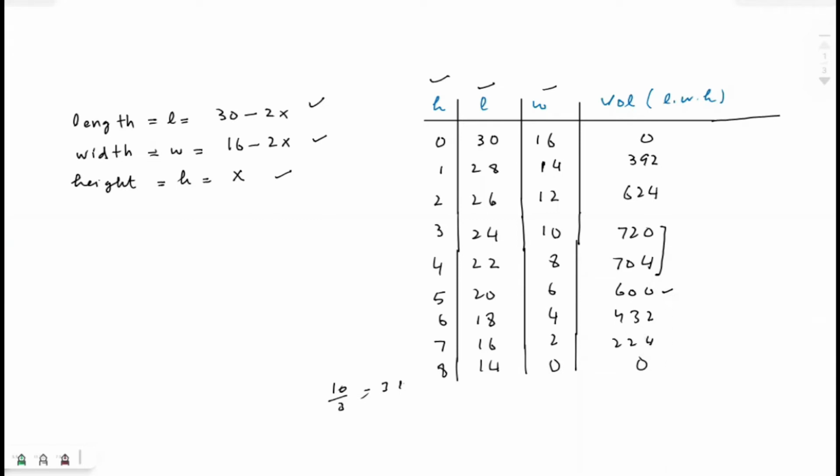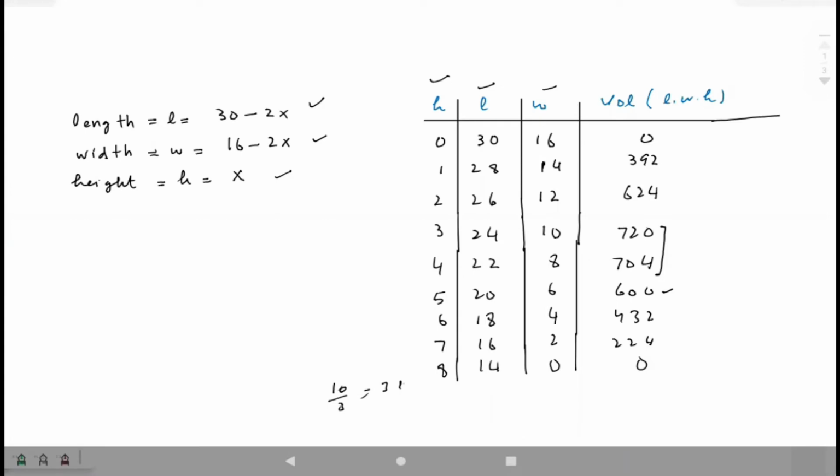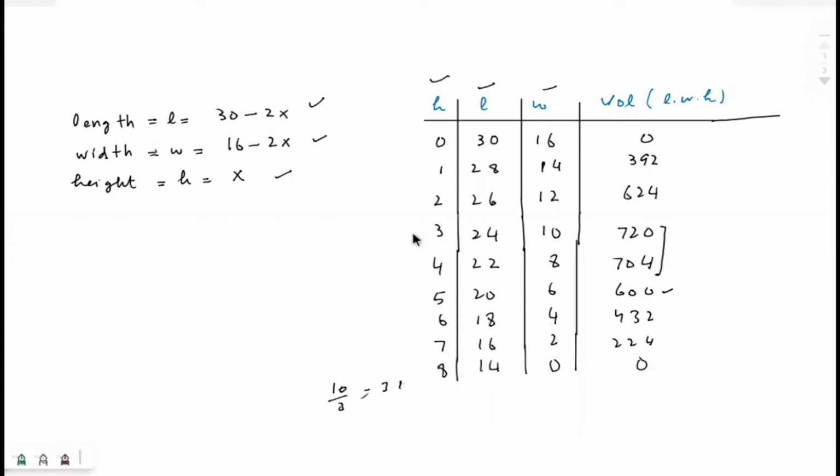So it means the maximum x would lie somewhere between 3 and 4. It may be at 3, or maybe somewhere between 3 and 4. So we can make another table and we'll take all the values between 3 and 4 and we again observe the pattern and we can decide at what number between 3 and 4 this has the maximum volume.